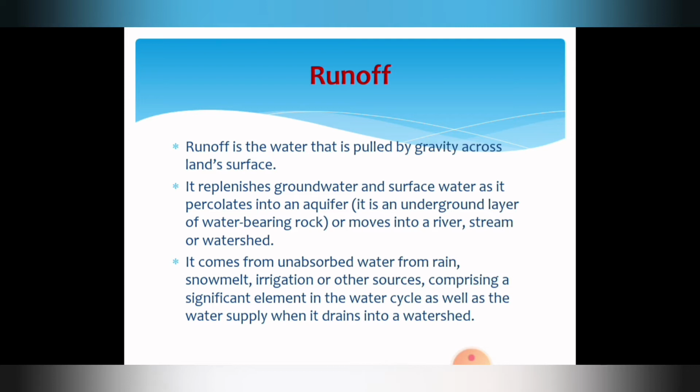It comes from unabsorbed water from rain, snowmelt, irrigation or other sources, comprising a significant element in the water cycle as well as the water supply when it drains into a watershed.